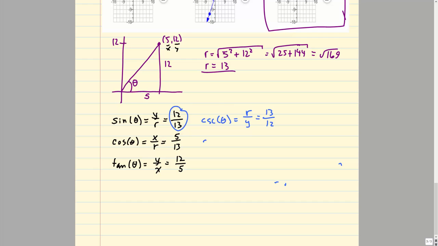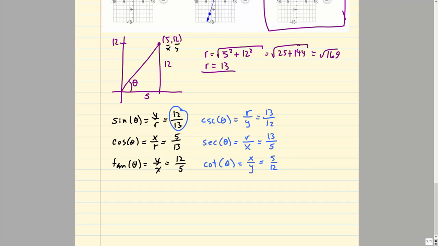Okay, the reciprocal of cosine is secant. Secant of theta, and again, please put parentheses around the arguments of your trig function. This is r over x, so that would be 13 over 5. And our last one here will be cotangent, and that's the reciprocal of tangent. So the cotangent of theta would be x over y, which would be 5 over 12.